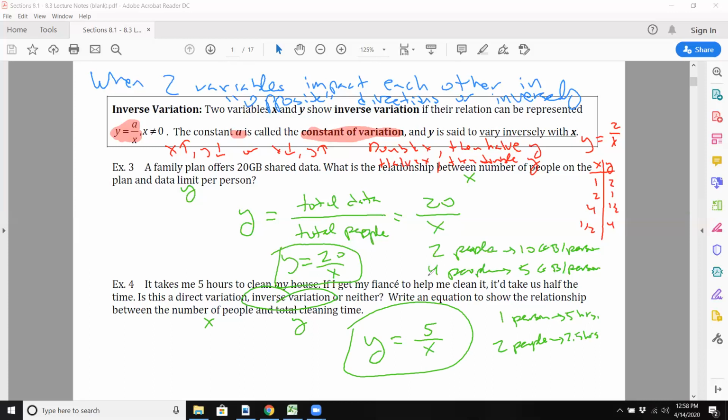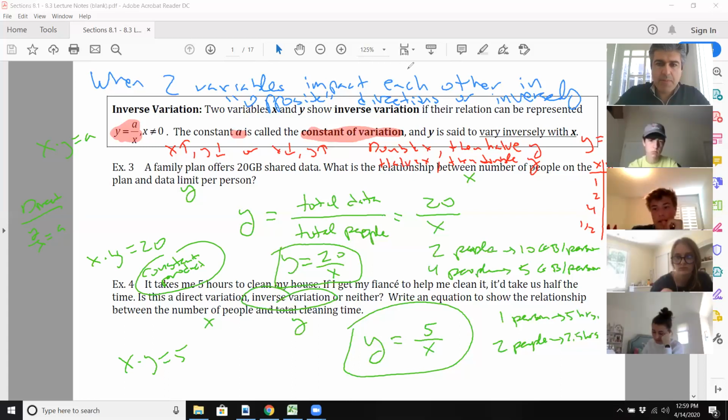Another way you can think of this too: X times Y equals 5, or X times Y equals 20 for the previous example. So in this case, you have a constant product. Instead of a constant ratio, you have a constant product. So X times Y equals A here for inverse. Whereas, remember, for direct, it was Y over X equals A. Or you could say X over Y is a constant. You're dividing, doesn't matter. But you want a constant product for inverse. So any questions about those? Okay.